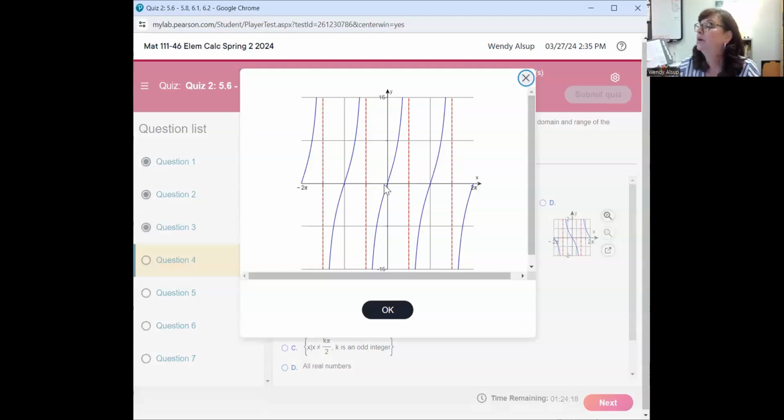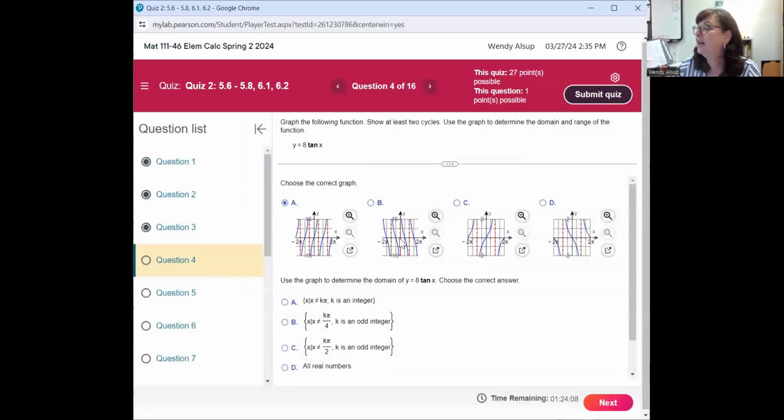So 0, this would be negative pi over 2, and that would be positive pi over 2. So I think this one is the one I want, letter A. Let's just make sure, not letter B, that's going down left to right.